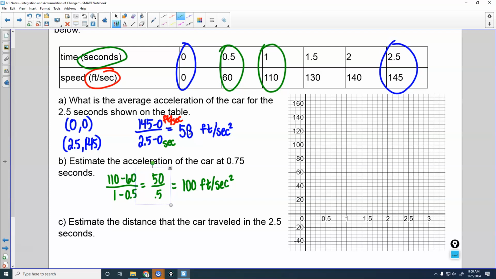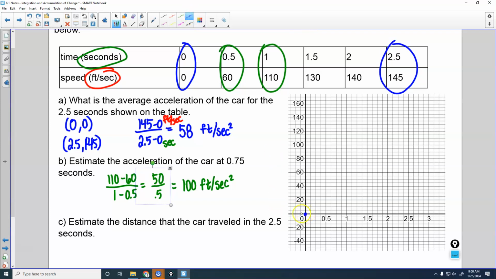All right, but A and B, that stuff is review, right? That is derivative stuff. But what we're talking about new here is C, estimate the distance that the car traveled in the 2.5 seconds. Oh, we don't even have a line right here, right? Let's have a table. Let's graph these points. I put this graph here for a reason. Maybe that'll help us, right?